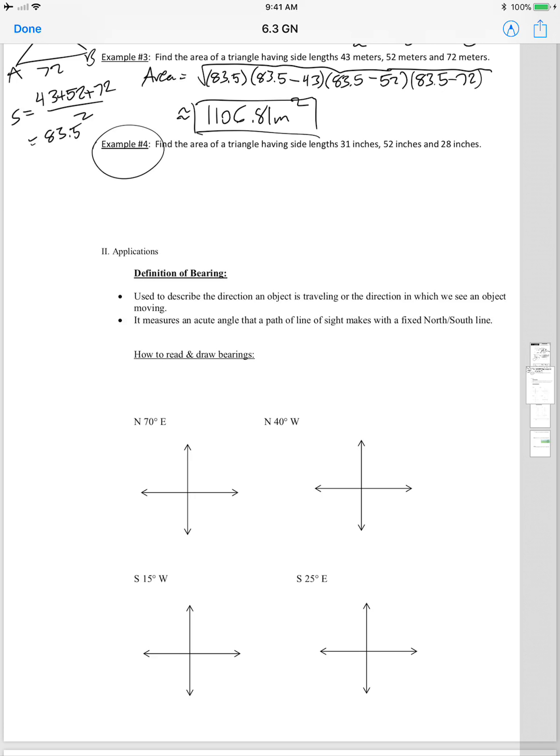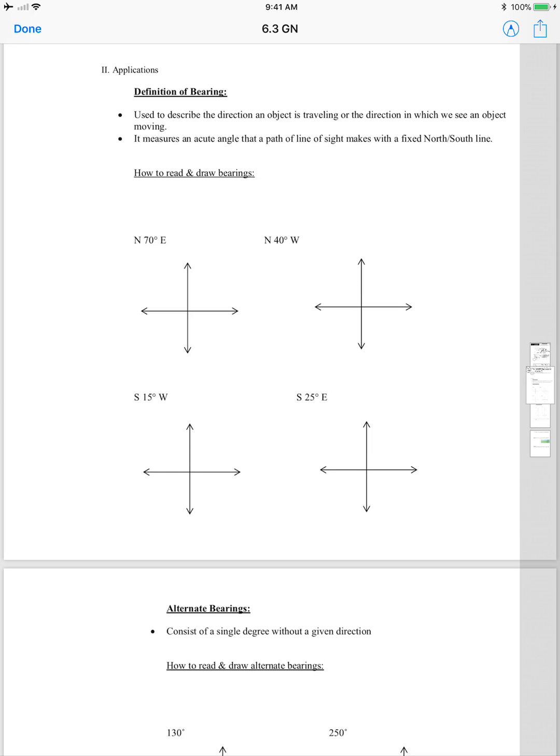So one big one that we see a lot has to do with what we call bearing. So bearing is a way of describing what direction we're going in. It measures an acute angle that a path of line of sight makes with a fixed north or south line. So what does that mean mathematically? Let's take a look. So this is how to read and draw bearings. So if I see this north 70 degrees east, I'm starting north, and then I'm rotating 70 degrees east. So this would be my bearing right here.